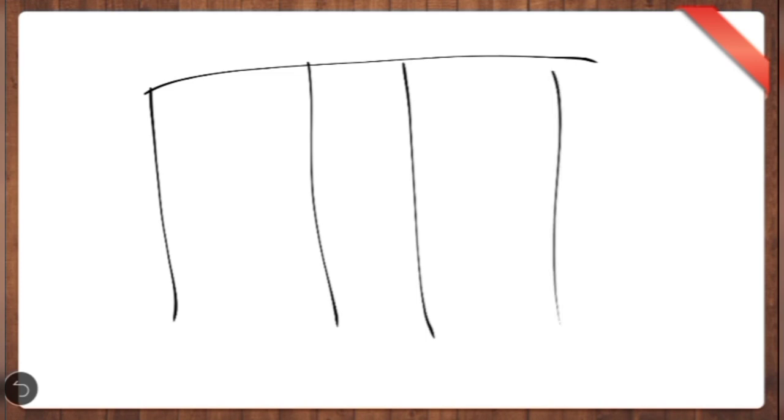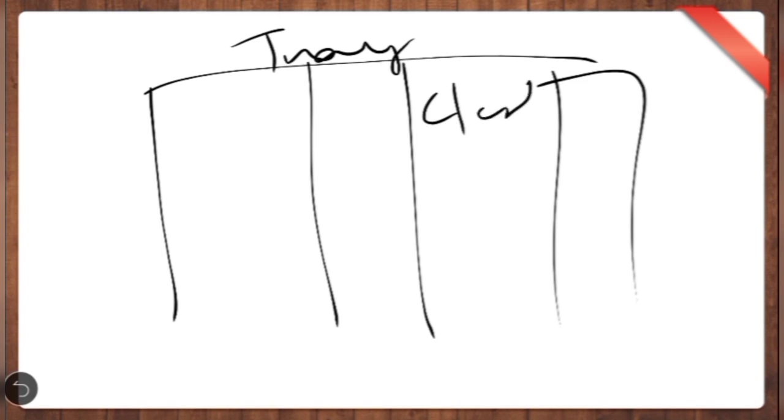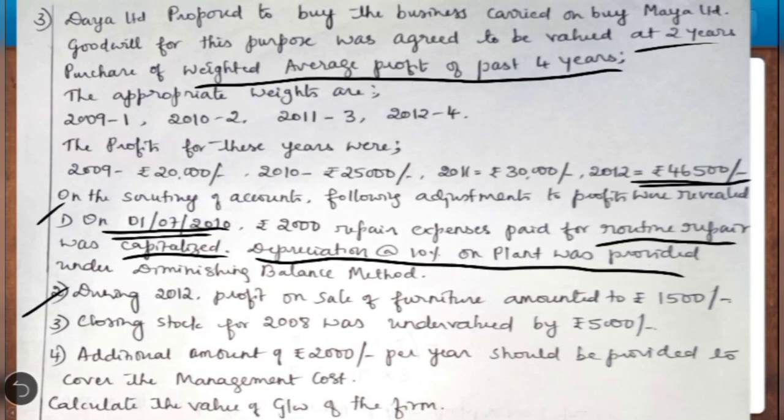Let us consider the similar format of the trading account. Closing stock was undervalued. So as I said, if you decrease the amount which you write on the credit side, that decreases the profit. So now if you want to correct it, you have to add it back to the profit of 2008. But if you see here, have they given us the profit for 2008? No, they have not given. They have started with the profit of 2009. So this part of the adjustment is not required. You are not going to show the adjustment of adding back to the profit of 2008.